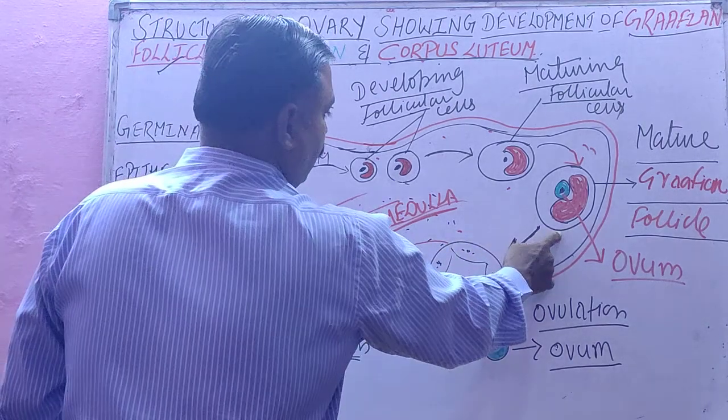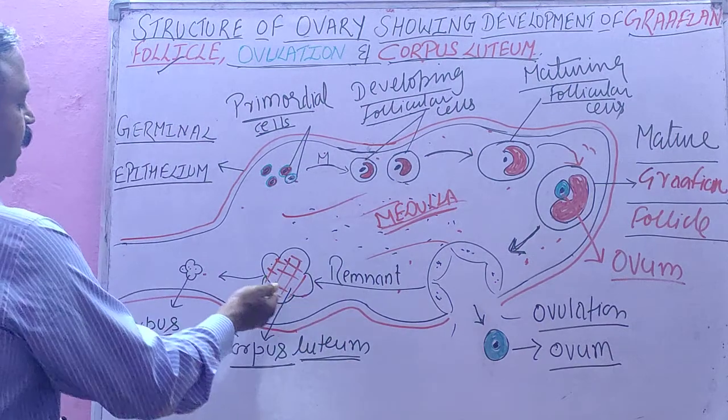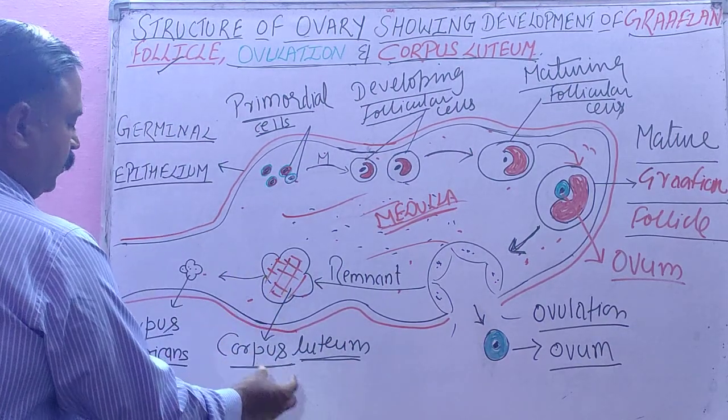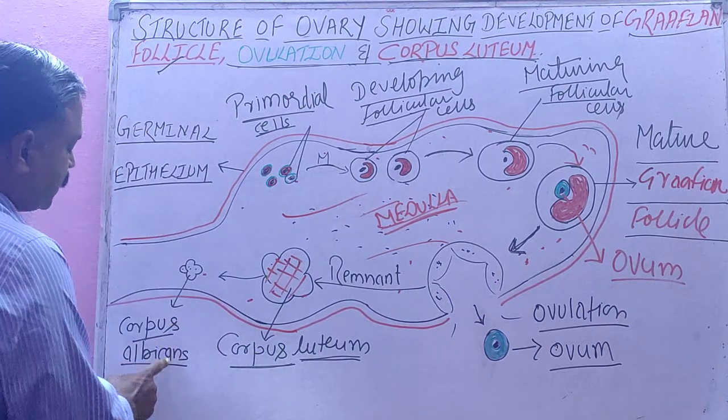Now this Graafian follicle and corpus luteum are the bodies producing female hormones, and slowly and gradually it diminishes after releasing the female hormones and becomes a small white body called corpus albicans.